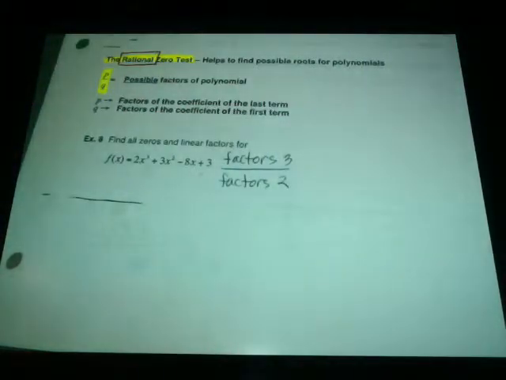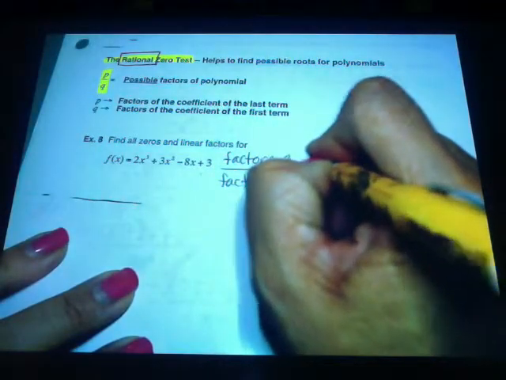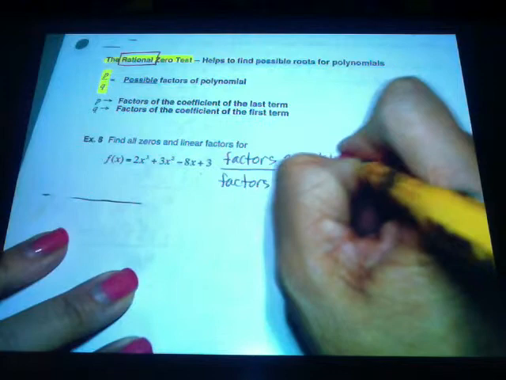So how many factors of 3 are there? How many? 2. Which ones are they? But could we have a positive 1 or a negative 1? And a positive 3 or a negative 3?